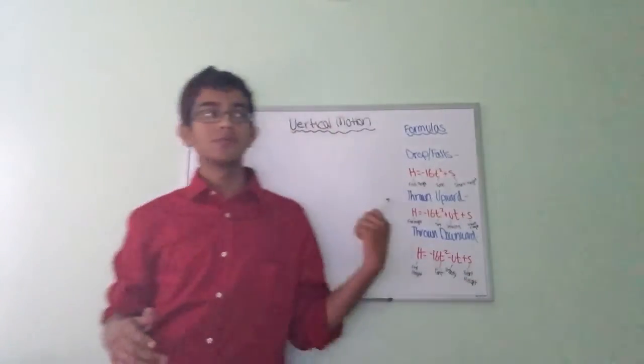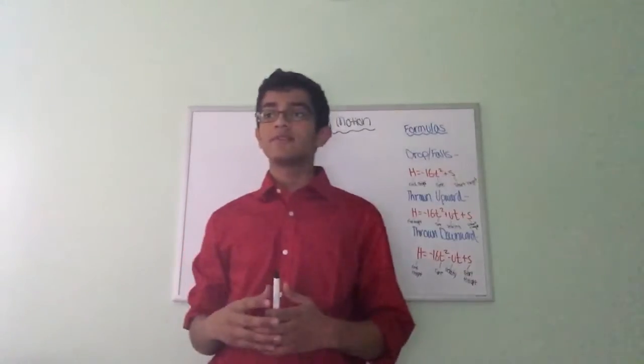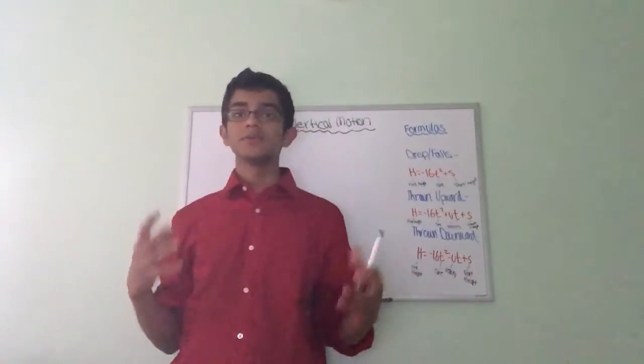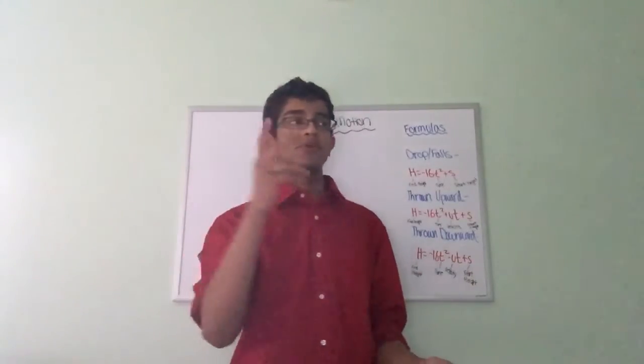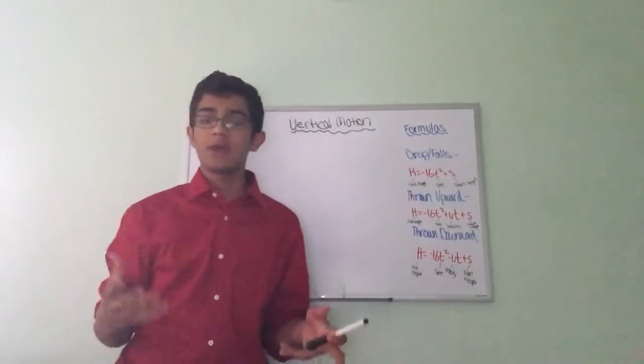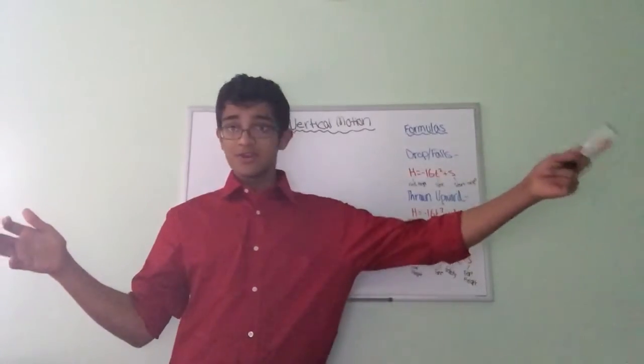Today we're learning about vertical motion. Vertical motion relates to calculating the time it will take for an object to reach its destination. So suppose you have a ball and you want to throw it, and you have to calculate how much time it will take for the ball to reach the other side.